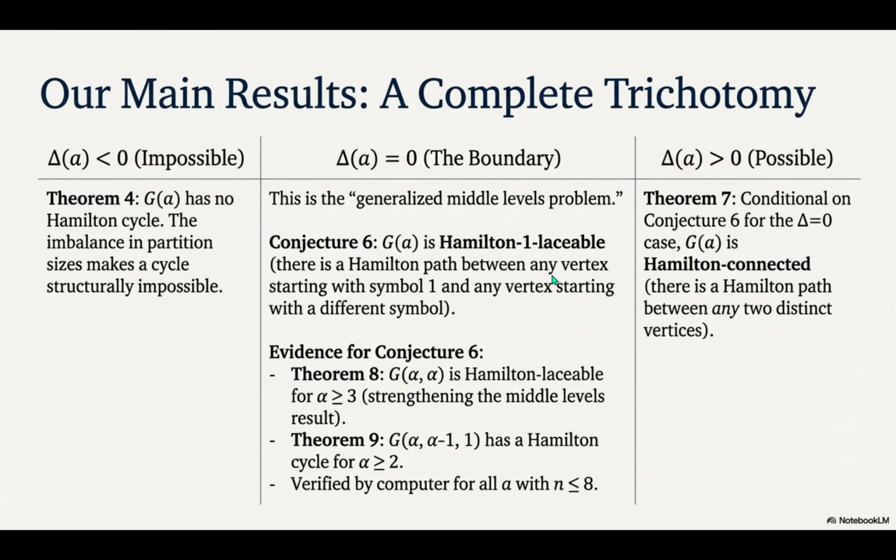It means a Hamilton path must exist between any vertex starting with symbol 1, the big class, and any vertex starting with a different symbol. So you have to start in the big bucket and end in one of the smaller ones. You have to. It forces a certain kind of path that can actually navigate that perfect balance. It sounds like the math is forcing a very specific start and end point just to make it possible at all. That's right. But we have a lot of evidence that this conjecture is true.